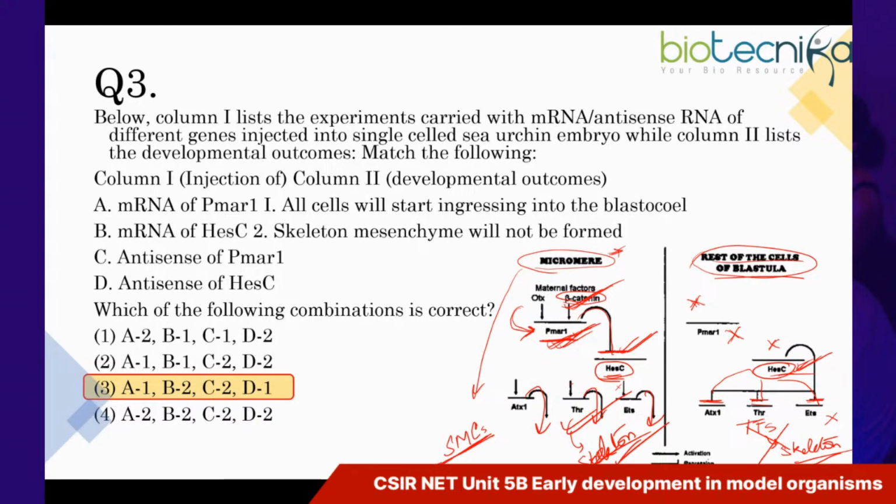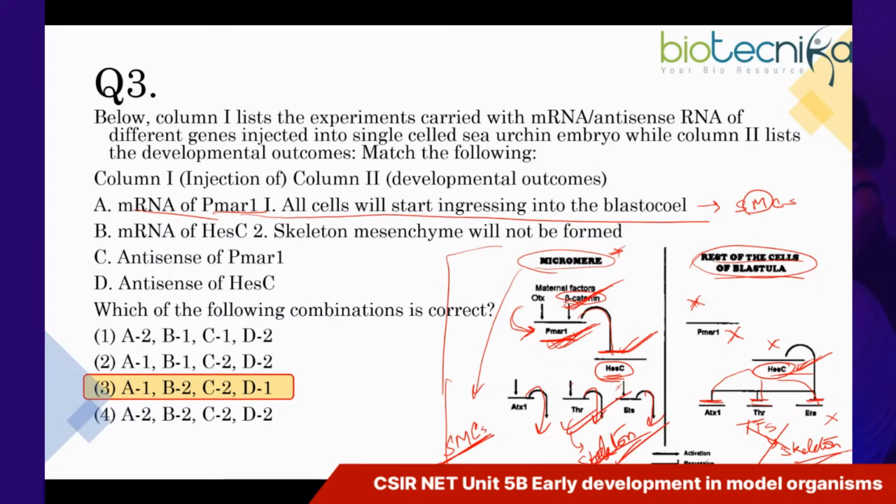Skeleton will form. So simple, they have already given the logic. Based on that, you have to just solve the question. So if PMAR is there, which means HESC is inhibited. HESC is inhibited means all cells will start ingressing into blastocele to form the skeletogenic mesenchyme cell.